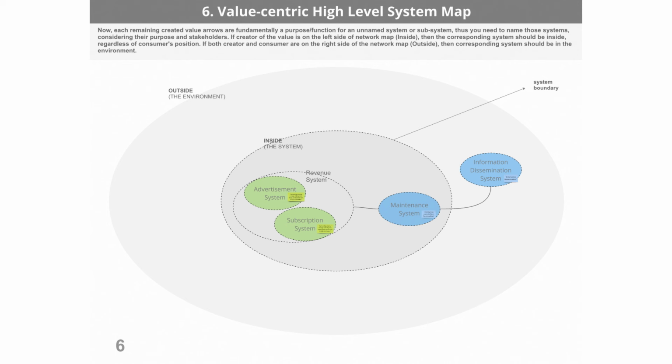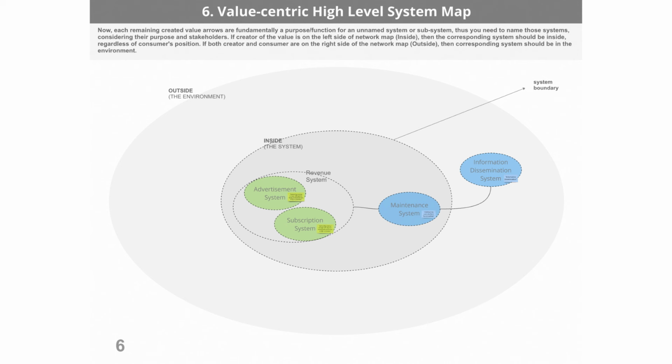For example, the value of generating revenue through offering service has one creator and two consumers. Both of them can be considered as a revenue system, or you can name subsystems for each consumer type, one being subscription system and the other being the ad system, because they have different business nature. Former is B2C and the latter is B2B.